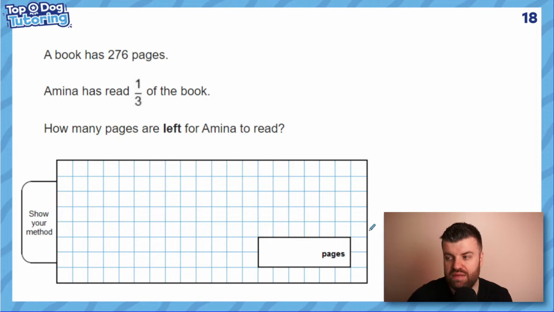Let's take a look at this question then from the 2018 paper. This one says show your method. That usually means there are 2 marks available. If there are 2 marks available on a question in the SATs, you have to do at least 2 things. Have a go at answering it. I'm not going to give you any help.